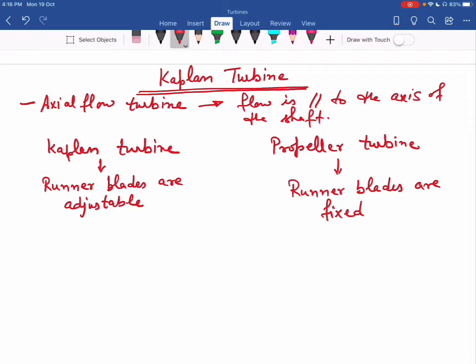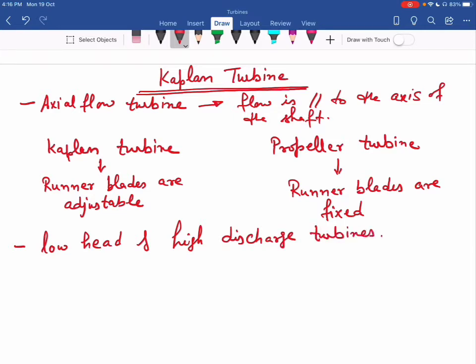Now these axial flow turbines, the Kaplan as well as the propeller turbine, are low head and high discharge turbines. In this case, the head is less than 40 meters. The range of specific speed for this turbine is from 250 to 850.